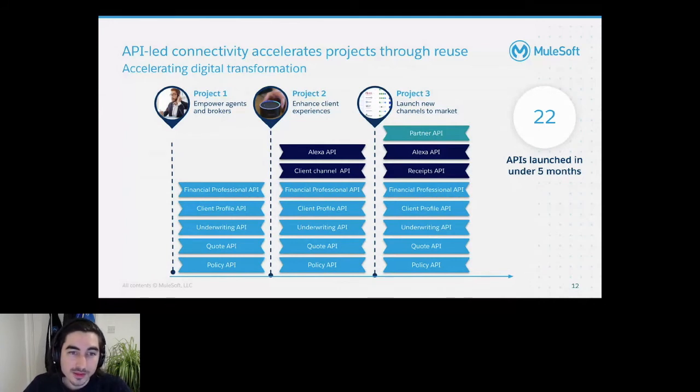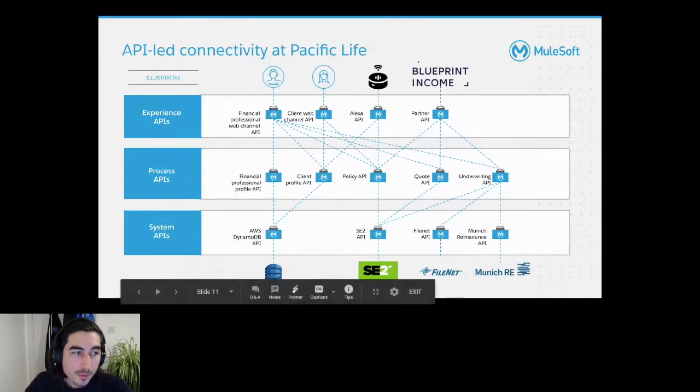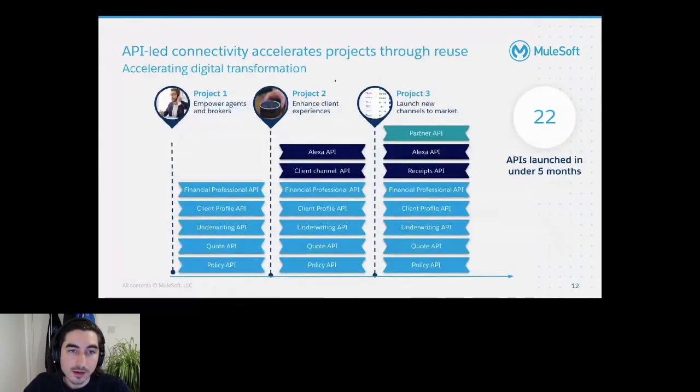So you build that experience API that we saw in the top, Alexa API, and your client channel API. For project 3, you want the Alexa API. On top of that, you're putting the partner API. So again, partner API here, Alexa API, and the consumers APIs that you can see here. That is the goal of it, that you can reuse the assets, and you have these Lego blocks.